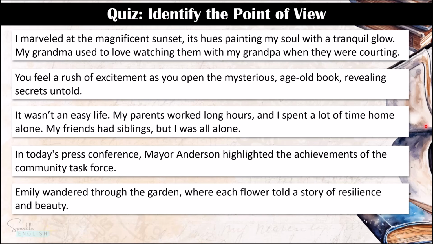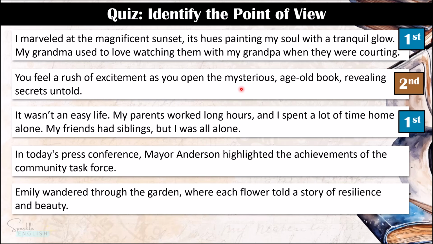Okay, so number 1 has been written from the first person point of view. I marveled at the sunset. My soul. The author is talking about their grandma and their grandpa, but from their perspective. Number 2 has been written from the second person perspective. You feel a rush of excitement as you open the book. The author is addressing you directly as the reader. This might be an interactive piece of fiction.